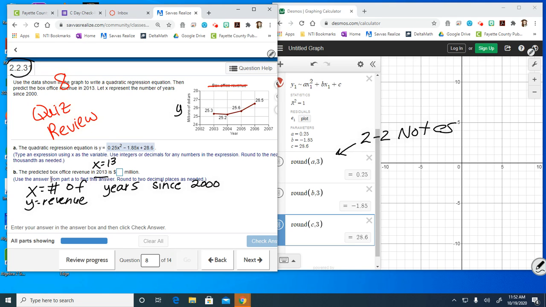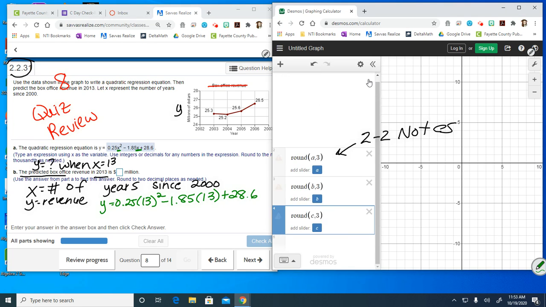If it's saying find the predicted revenue, they're saying what is y when x is 13? So that means I take my equation and substitute in 13 for each x value. So y equals 0.25 times 13 squared minus 1.85 times 13 plus 28.6. And I can type all this in on Desmos.